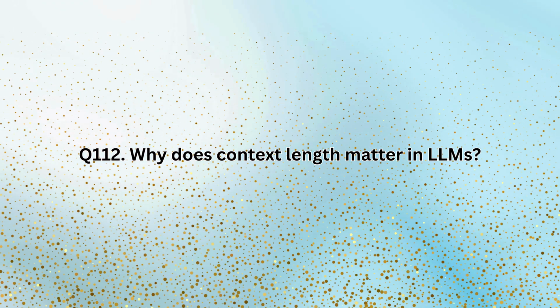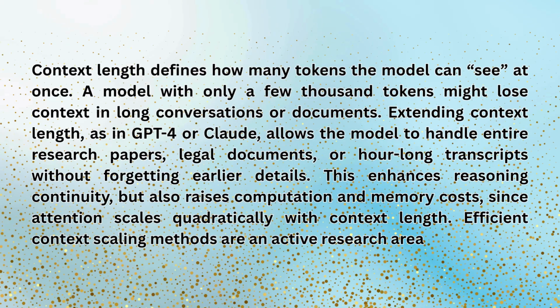Why does context length matter in LLMs? Context length defines how many tokens the model can see at once. A model with only a few thousand tokens might lose context in long conversations or documents. Extending context length, as in GPT-4 or Claude, allows the model to handle entire research papers, legal documents, or hour-long transcripts without forgetting earlier details.